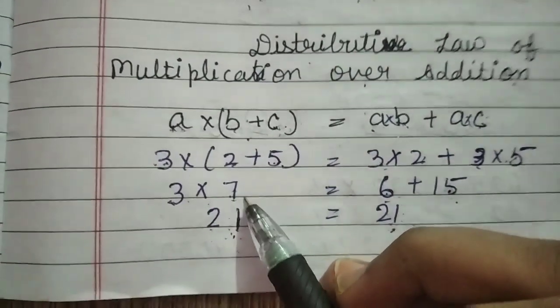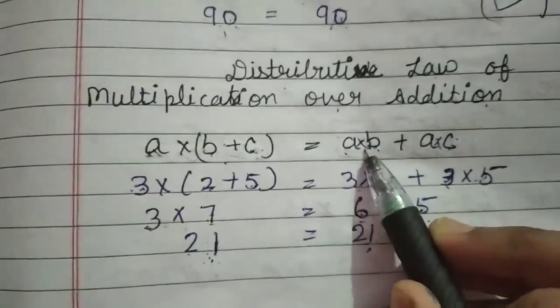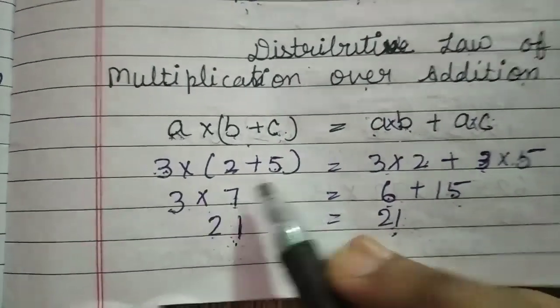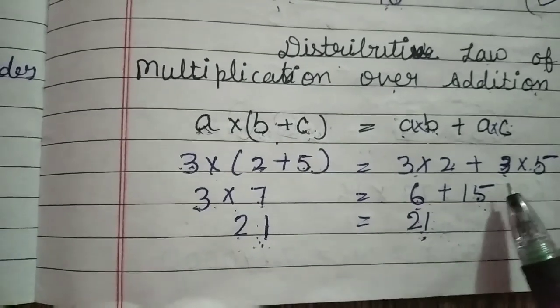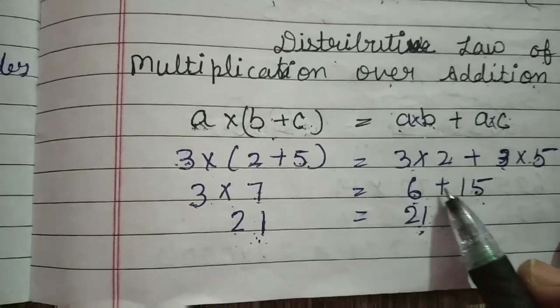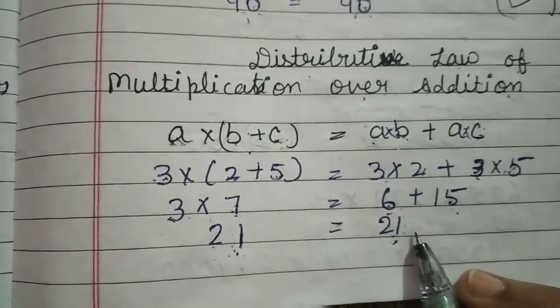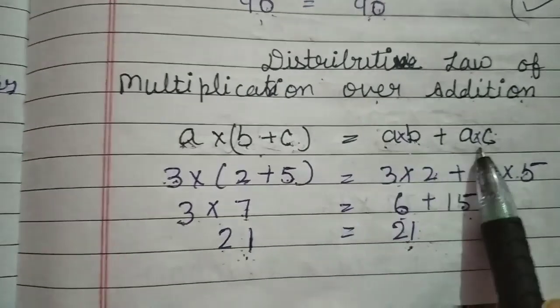5 plus 2 is 7, into 3 is 21. Now A into B, 3 into 2, plus 3 into 5. 3 2s is 6 and 3 5s is 15. 15 plus 6 will give us 21, means LHS is equal to RHS. So it means that we can apply this property here.